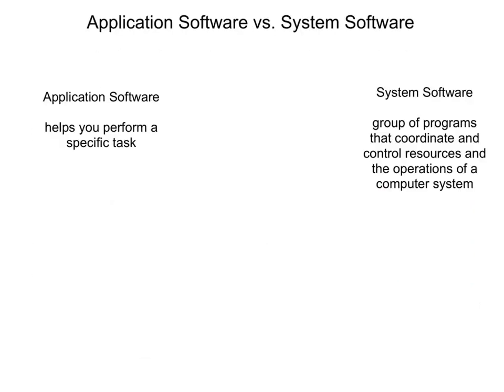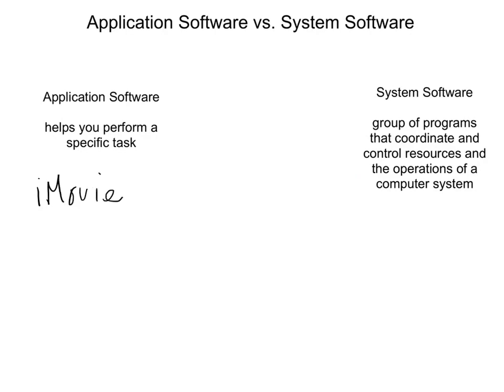Okay, so there's two different kinds of software. We have application software, we have system software. Application software helps you perform a specific task. Can anybody tell me an example of application software? Think of an app. Apps. iMovie is an application. I'm thinking rather than on a mobile device, but that's fine. Like calculators on computers.